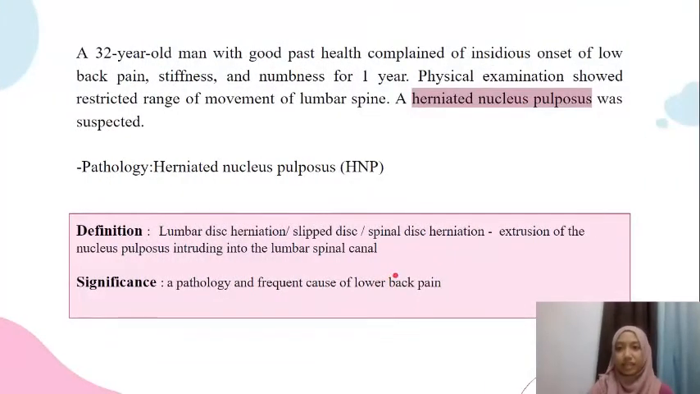Alright, next is the herniated nucleus pulposus. Herniated nucleus pulposus is also called lumbar disc herniation, slip disc, or spinal disc herniation. HNP is extrusion of the nucleus pulposus intruding into the lumbar spinal canal. And the significance of HNP is that it is a spine pathology and a frequent cause of lower back pain.